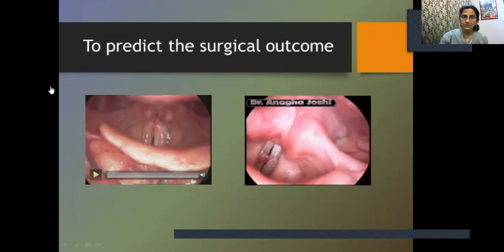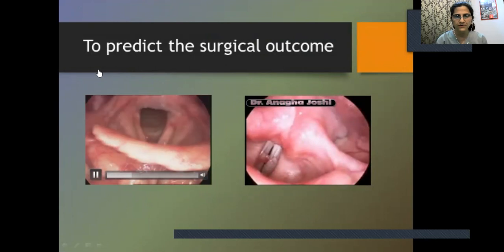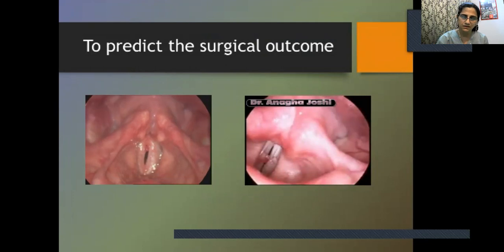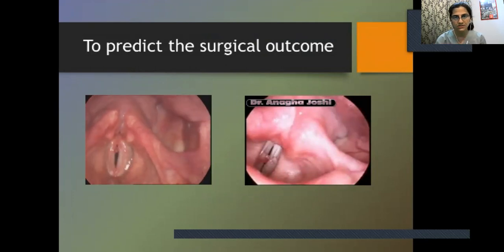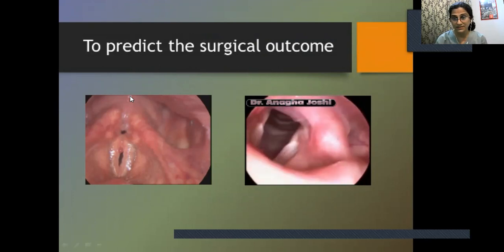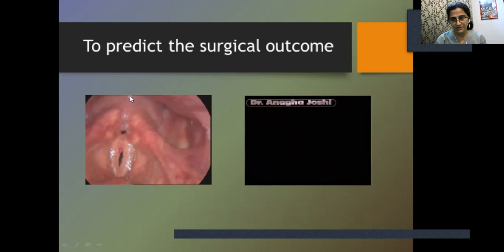You can predict the outcome in various vocal surgeries, such as this was the case of vocal fold polyp. You can see a good mucosal wave formation, minimum phonatory gap. So you can prognosticate that the patient will have a very good surgical outcome. Whereas in this case, you can see that although the polyp is not of a very significant size, there is complete absence of mucosal wave formation and there is the presence of a sulcus.